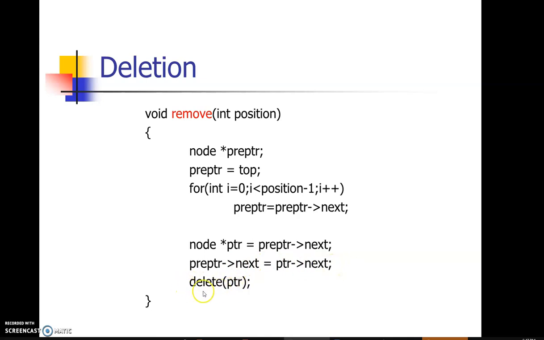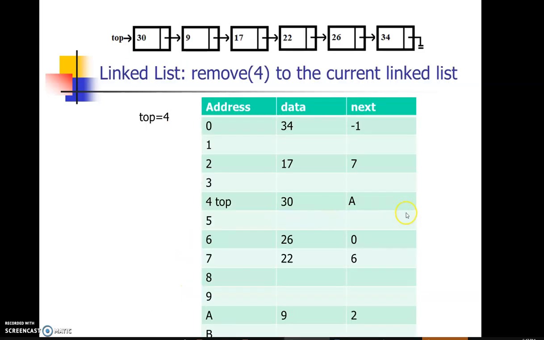And don't forget to do the garbage collection, free the space. And therefore, this is the whole process of what we call the remove operation. So if we try to take a look at this example, try to understand it, saying that this is the linked list that we have right now. There are 6 elements in the linked list.